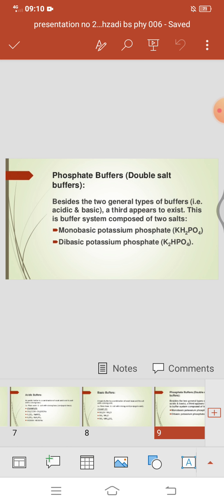What are phosphate buffers? They are also called double salt buffers. Besides the two general types of buffers, acidic and basic, a third appears to exist. This is a buffer system composed of two salts: monobasic potassium phosphate, which is KH2PO4, and dibasic potassium phosphate, which is K2HPO4.